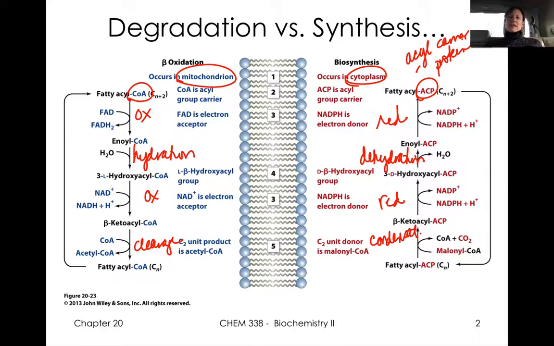So part of our activity, again, is going to be really contrasting these degradative versus synthetic pathways. And a couple of highlights to point out is, first and foremost, we have a difference in location. So beta oxidation occurs in the mitochondrion, biosynthesis of fatty acid occurs in the cytoplasm. So we have to think about transport, and we'll deal with that in just a moment here.